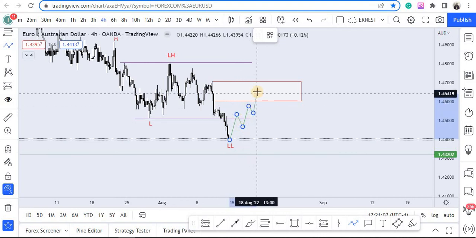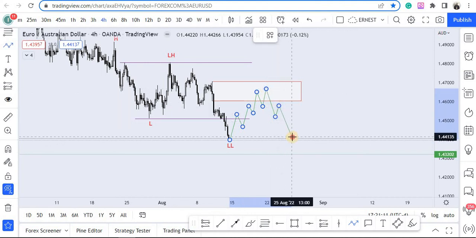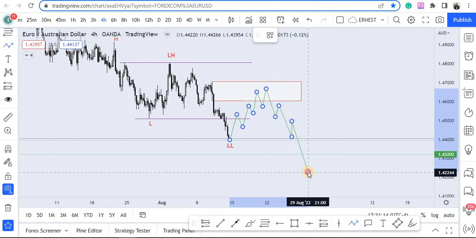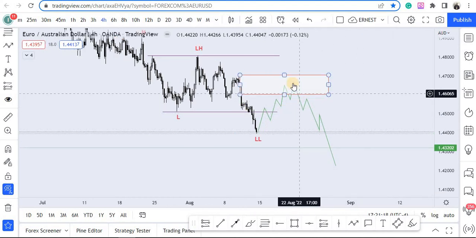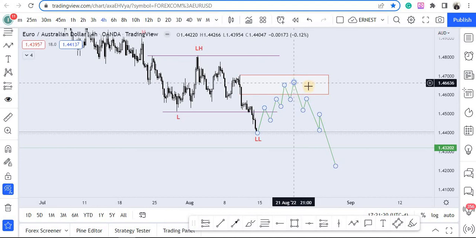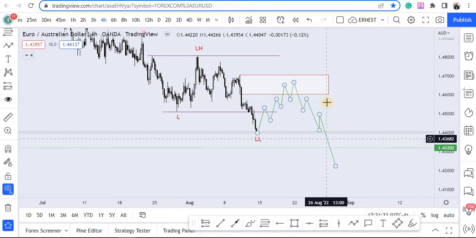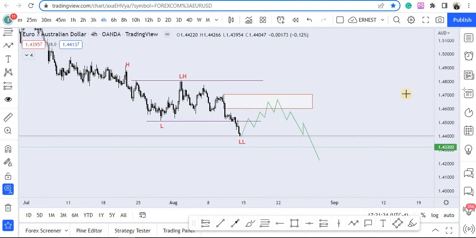Price might just get into this zone and start coming down. So that's how we trade. We just wait for the opportunity here and try to capture the sell down. That's just the way we trade.